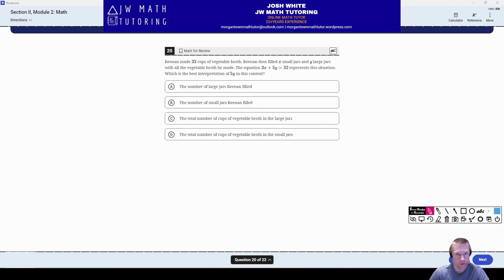So what does 5y stand for? Notice 32 is a total number of cups. So that means the two things that are added on the left also have to be a total number of cups, because you have to add cups plus cups to get cups. So 5y is a number of cups. Therefore, A and B are out.